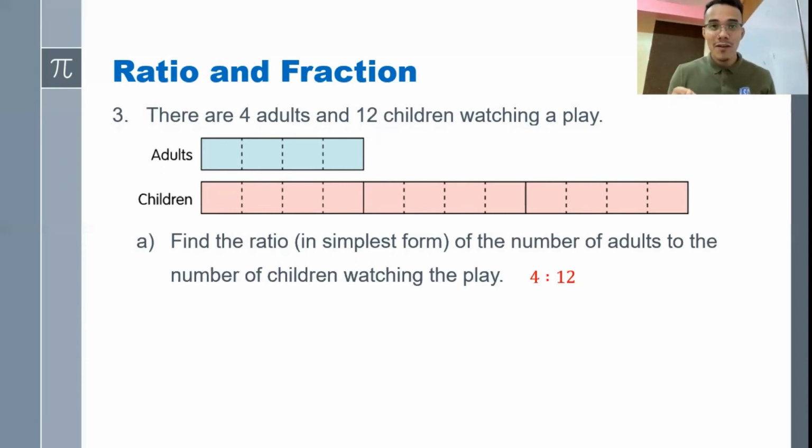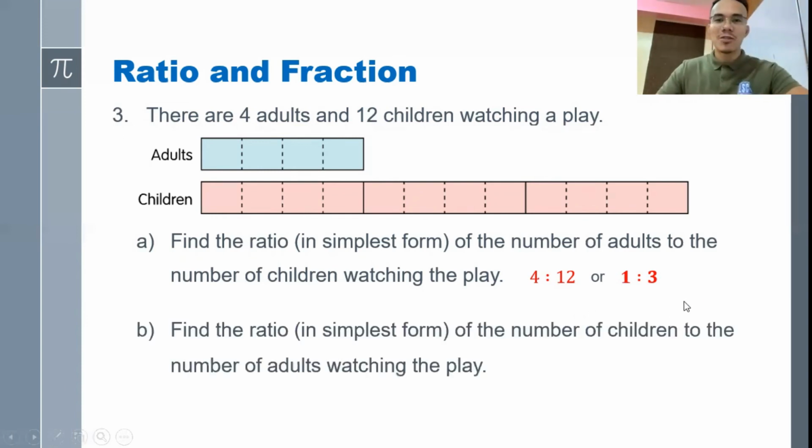4 and 12 are both divisible by 4. 4 divided by 4 is 1. 12 divided by 4 is 3. So the simplest form for 4 to 12 is 1 to 3. And 4 to 12 and 1 to 3 are what we call equivalent ratios. Okay, let's move on.